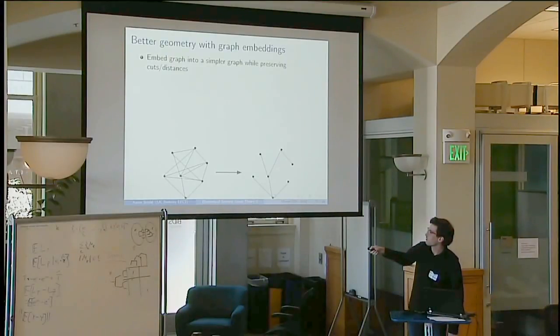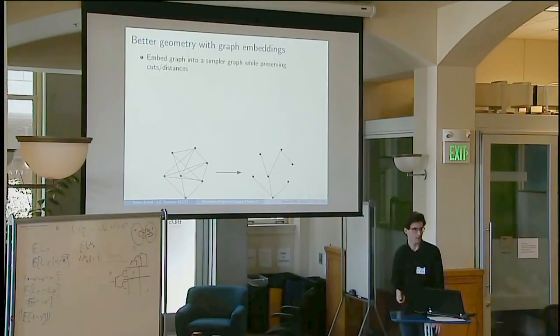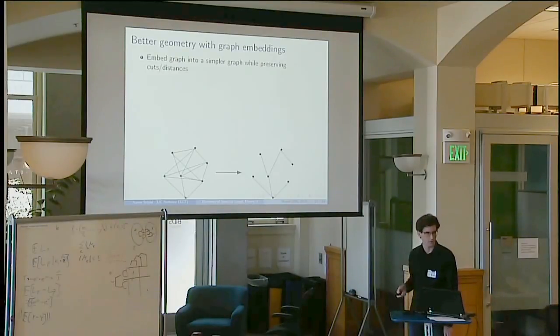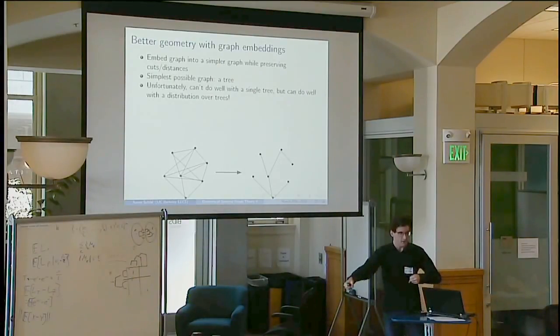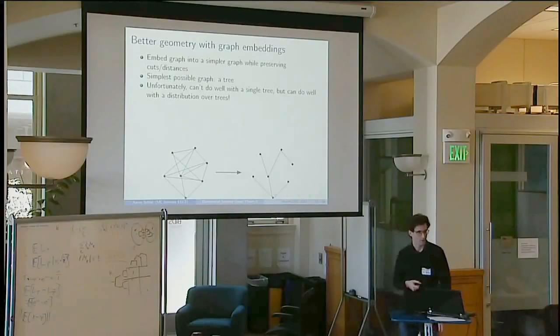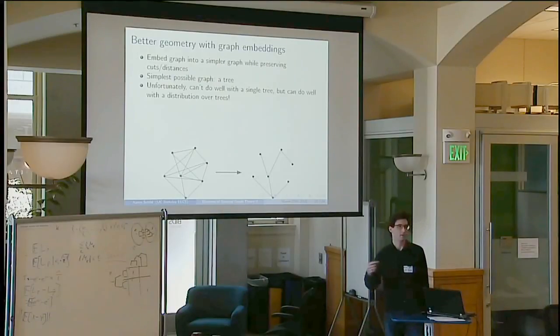So for example, we could talk about embedding this graph into this tree, trying to approximate this graph by this tree. And in this tree, the distance between these two vertices blew up by a factor of 5. So unfortunately, there are graphs for which embedding into a single tree doesn't work very well, in the sense that embedding a graph into a single tree can really distort distances.